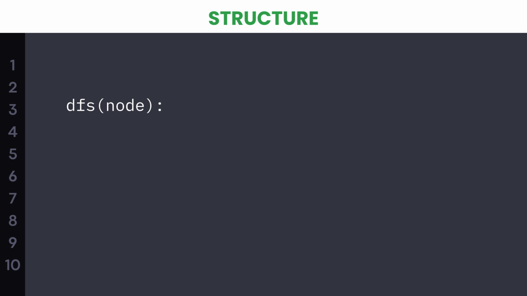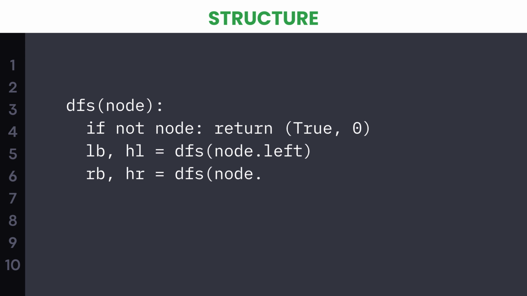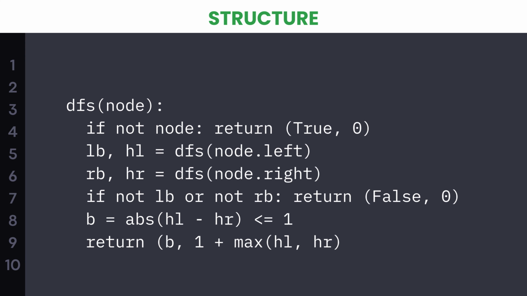Plan the helper DFS on a node. If the node is None, return true, 0. Recurse left, then right. If either side is unbalanced, return false, 0. Compute balanced equals abs(HL minus HR) less than or equal to 1, and height equals 1 plus max(HL, HR). Return balanced, height. The top call's balanced value is the answer.